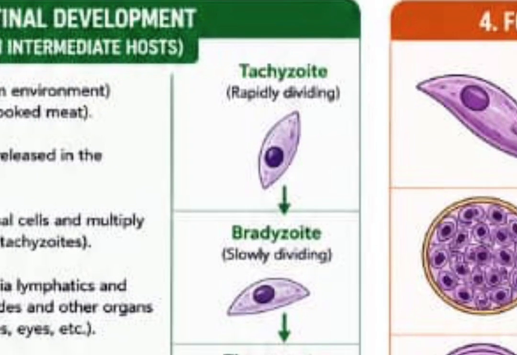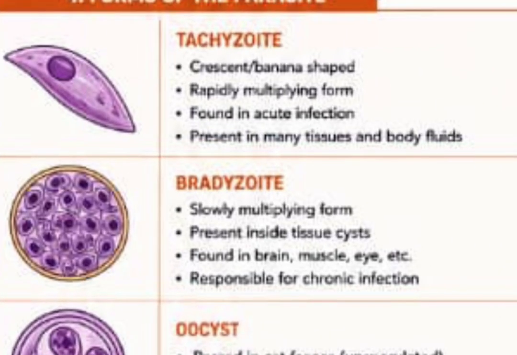You have a tachyzoite, you have a bradyzoite, you have the oocyst. Are you getting it now? From sporozoite or bradyzoite, you form a tachyzoite. From tachyzoite, you form a bradyzoite again. And from bradyzoite, you either form an oocyst or you form a tissue cyst. You get it now? So a tachyzoite is rapidly proliferating and it is crescent or banana shaped. It causes an acute infection because it's just entering into the blood, passing through the lymphatics. It is present in many tissues and body fluids.